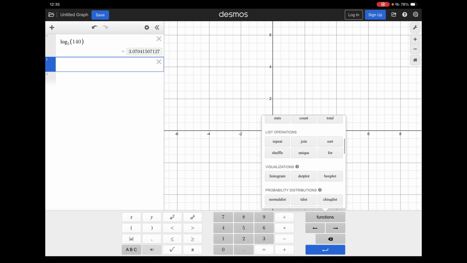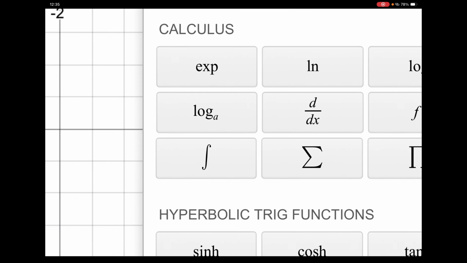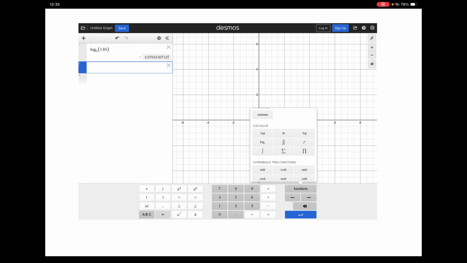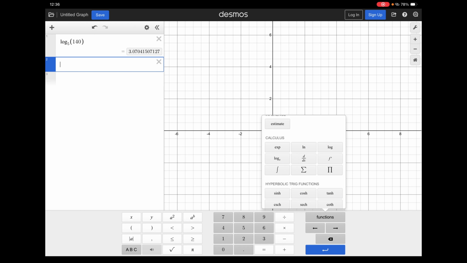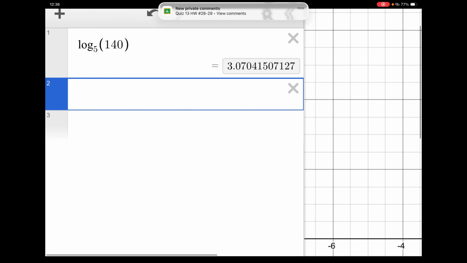Let me zoom in onto that. Right here, this log with this a underneath it. But if you just simply type in log, shift minus to get the subscript, and then type in the 140, you get again the value before. Now, like I mentioned, we weren't able to do that before, because the only calculators that we had back then only had keys for natural log and common log, so we had the only option to use this property.